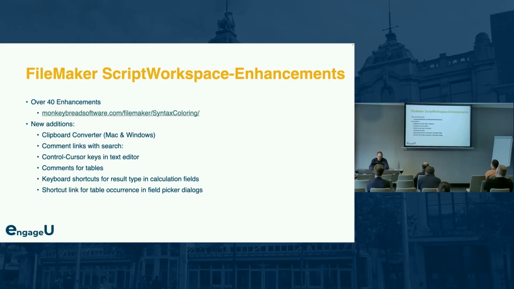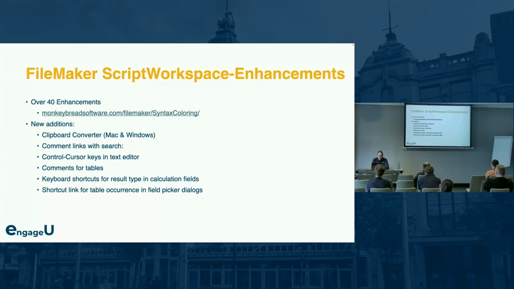So then we have shortcut links for table occurrence in field picker dialogs. If you go in a script and you have set field, or have 10 times set field, and you click on each time to pick the field from a different table occurrence, you have to go into the pop-up menu and find this table occurrence every time. Now, if you make a real-world solution with 100 table occurrences, this gets slow.